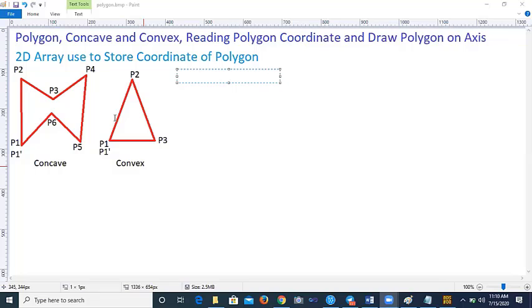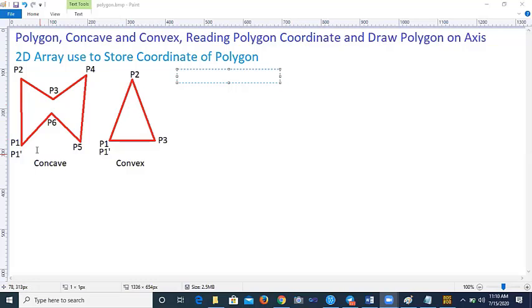I have already told you that a polygon is a closed figure. A polygon is a closed figure. A minimum of 3 vertices is required, not less than 3, only equal to 3 or greater than 3. See, this is the convex polygon, having one triangle. So this is the basic polygon.